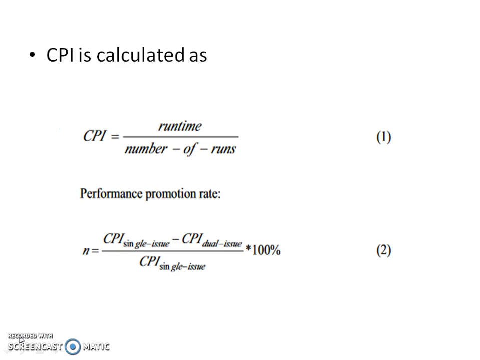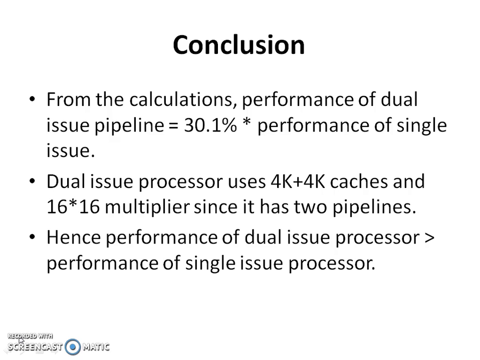From the calculations, the performance of a dual issue pipeline is enhanced by 30.1% compared to that of a single issue pipeline. Compared to the single issue processor, the performance of the dual issue processor is enhanced by 30.1% as it uses twice the number of caches and multipliers that have been used by a single issue pipeline. Hence, the performance of a dual issue processor is greater than that of the single issue processor. The dual issue pipeline has a greater advantage if more instructions are dealt with.